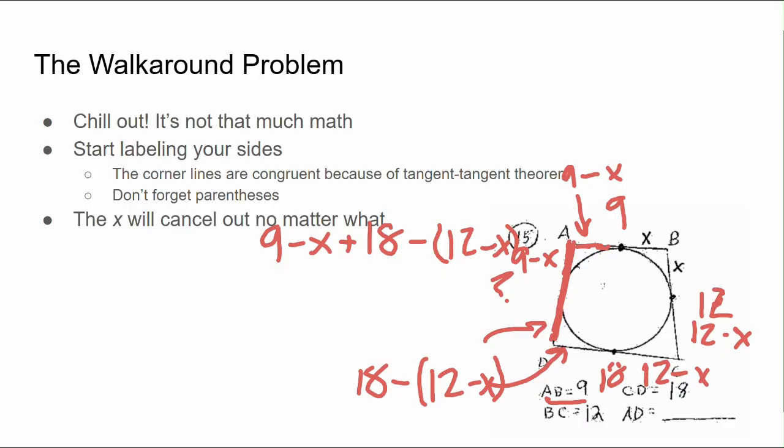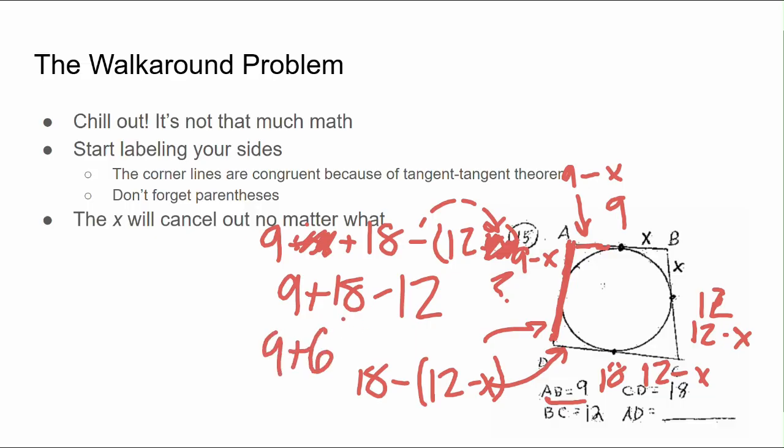The x will always cancel out, because when you distribute this negative into the parentheses, you're going to get a negative 12 plus x, and your other x is over here, so you're canceling both these x's, and then it just becomes an addition problem. So you've got 9 plus 18 minus 12, and check it out, this is 6, so 9 plus 6, and this would be 15. So there's your final answer, 15.